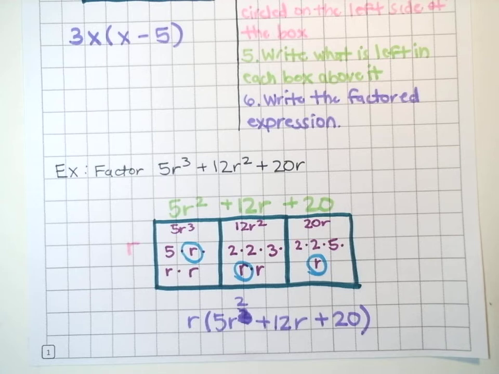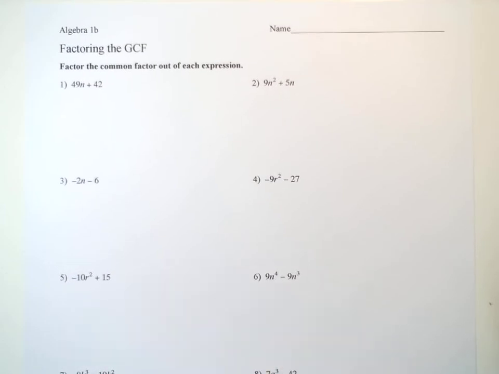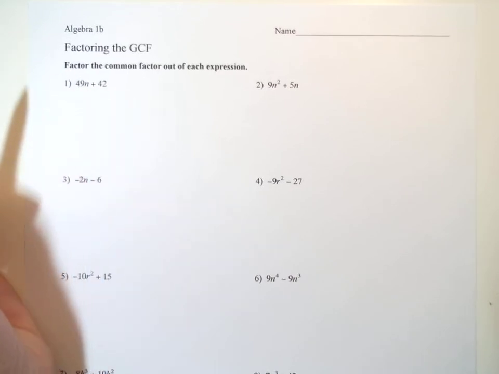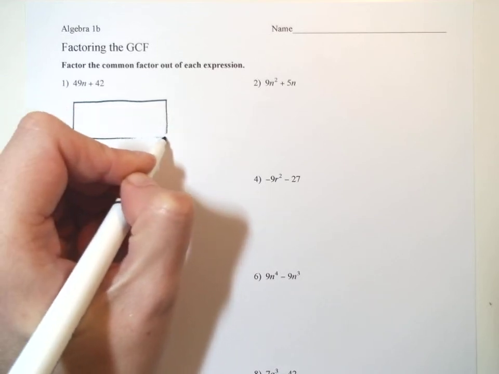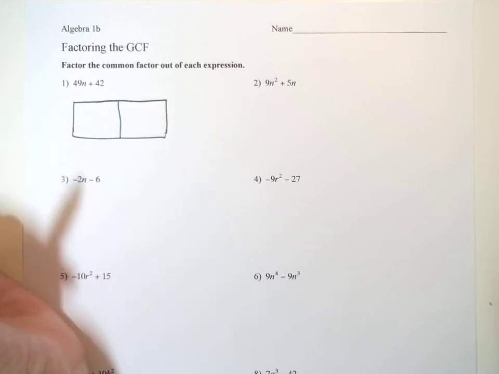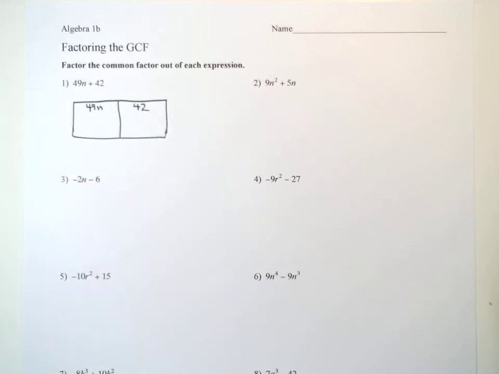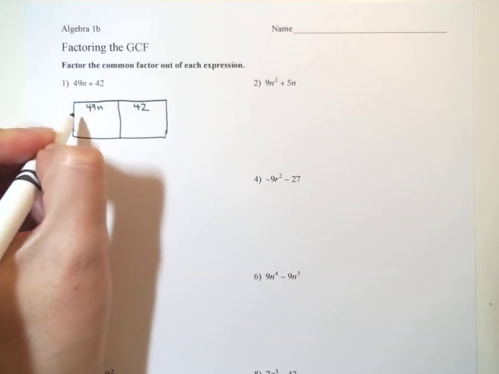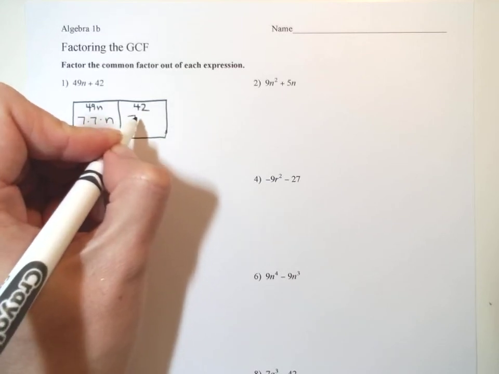Okay, so let's go ahead and look at your assignment on factoring. So number 1, we have 49n plus 42. So there's two terms, so we are going to need two boxes. Step 2, we need to expand each term. So we have 49n and 42. So we expand. 49 is 7 times 7 is 49 times n, and 42 is 7 times 6.